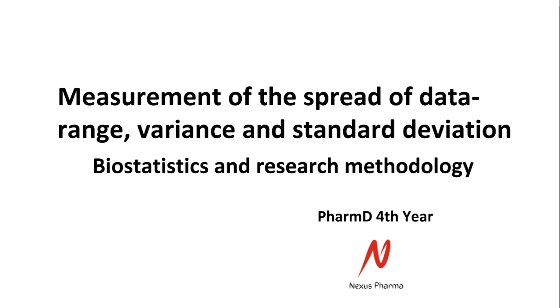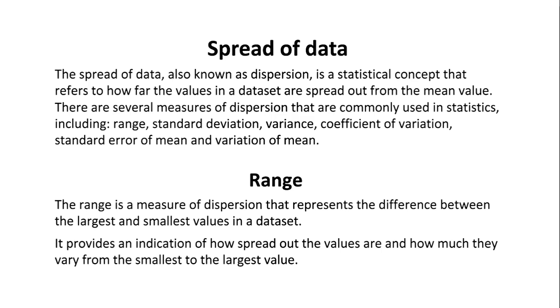The topic I am going to discuss is measurement of the spread of data using range, variance, and standard deviation. Spread of data. The spread of data, also known as dispersion, is a statistical concept that refers to how far the values in a data set are spread out from the mean value. There are several measures of dispersion that are commonly used in statistics, including range, standard deviation, variance, coefficient of variation, standard error of mean and variation of mean.